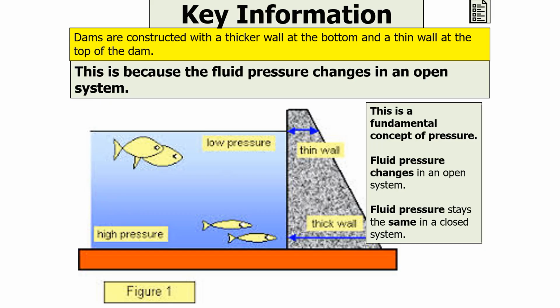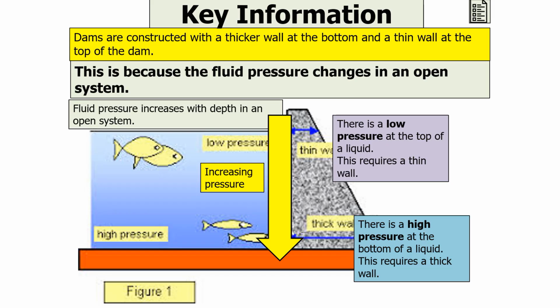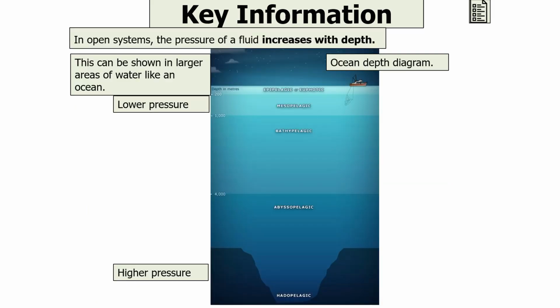That's because fluid pressure changes in an open system. It's a fundamental concept of pressure. Fluid pressure changes in an open system, but it stays the same in a closed system. So you can see here that there is a low pressure at the top of this liquid, which requires a thin wall, whilst there's a high pressure at the bottom of the liquid, so it requires a thicker wall. So we can see very quickly that fluid pressure increases with depth in an open system. As we move down the wall, there's an increasing pressure as we go to a greater depth of fluid. So this shows us that in open systems, the pressure of a fluid increases with depth.